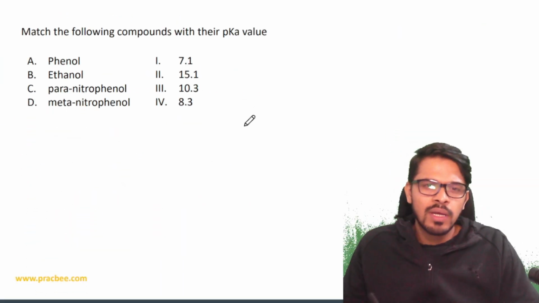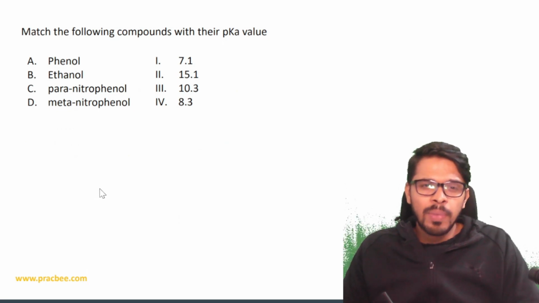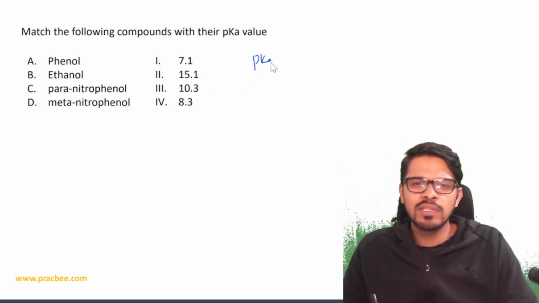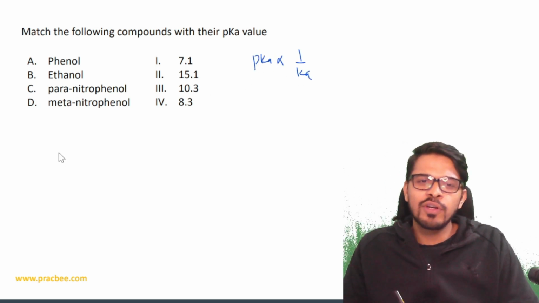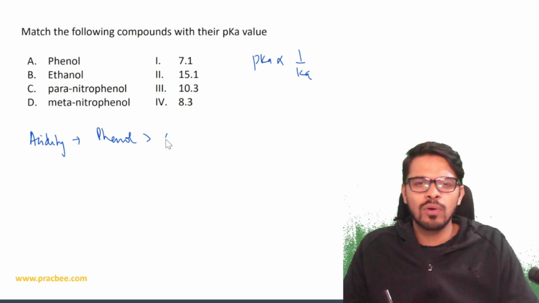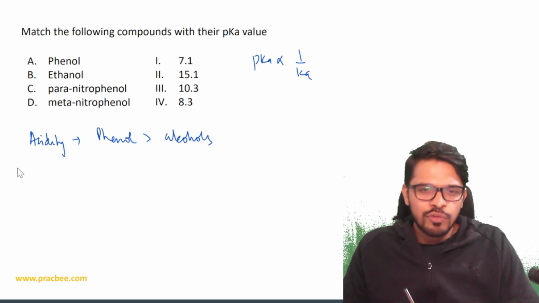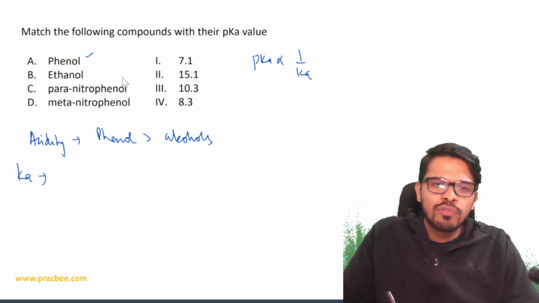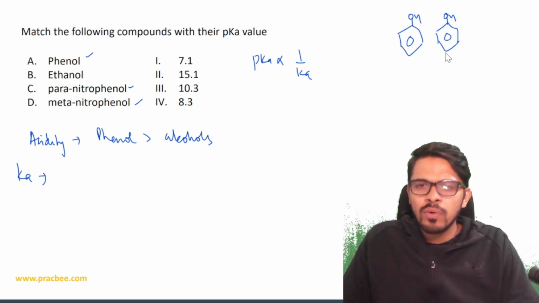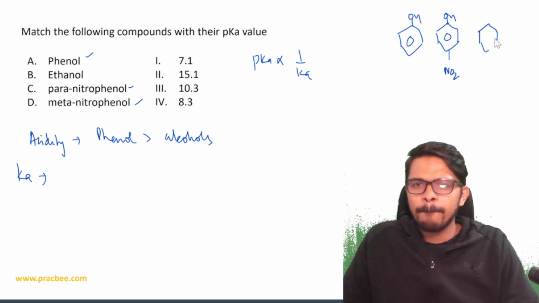Very easy problem. Next we have phenol, ethanol, para-nitrophenol, meta-nitrophenol, and we have to match them with their pKa values. We know pKa is inversely proportional to Ka. And if we talk about acidity, phenols are more acidic as compared to alcohols. So if we talk about the Ka order, out of A, C and D, I hope you know OH, and meta is basically something like this.